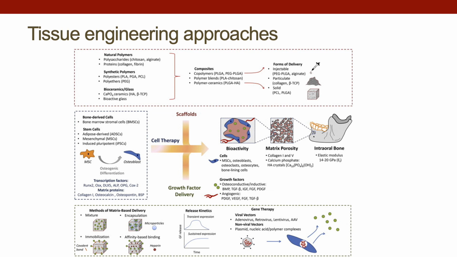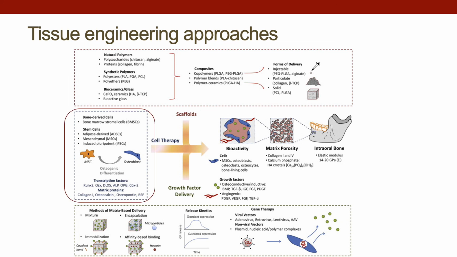Here's a large chart that shows a lot of the different tissue engineering approaches that can be used in dentistry. And they've divided them up into three major categories. You have the scaffolds, the solid materials that are trying to act as a place for the tissues to grow, and they can be all these different materials, composites of materials, and then delivered in different ways, possibly.